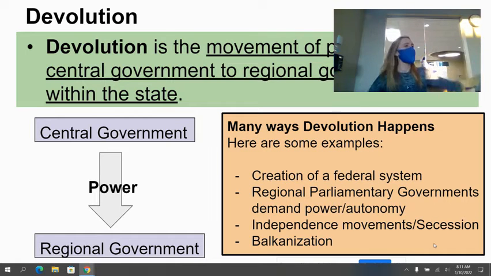So any sort of secession movement. For example, prior to the Civil War, when the South seceded from the United States, they weren't successful because they fought a war and were brought back into the Union. But that was devolution. The South was seceding from the United States. Those 11 states, the Confederacy, seceded from the United States of America. That's devolution. They attempted to gain their own independence, their own power.